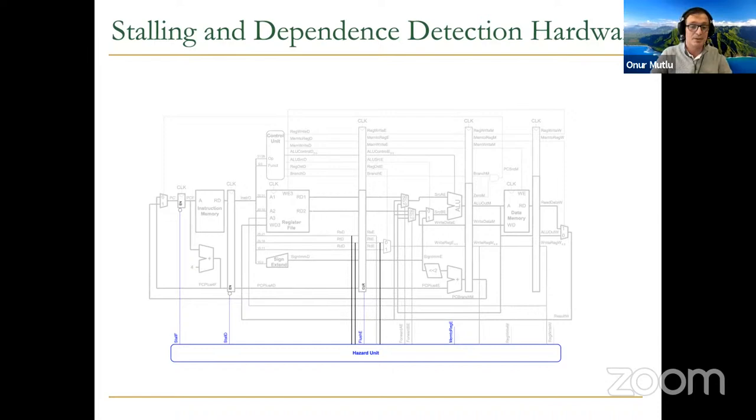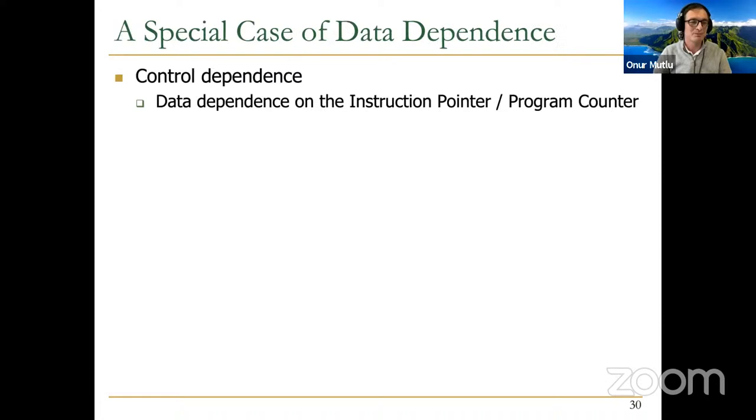As I said, at some point, this is going to be things that you can easily do, like bread and butter. It's relatively simple. Okay, let's talk about a special case of data dependence, which is control dependence.